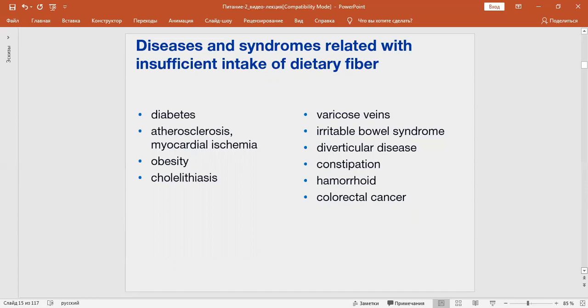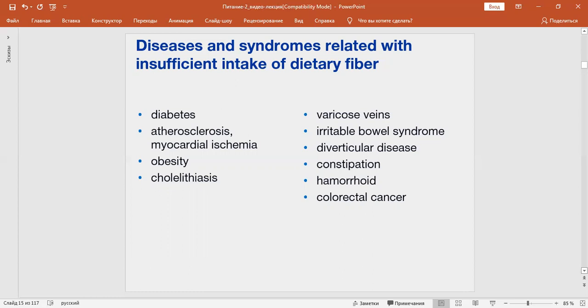Atherosclerosis, in turn, is a cause of myocardial ischemia. Dietary fibers also regulate the rate of absorption of fats, increase the feeling of fullness, and suppress appetite. This is why the deficiency may lead to obesity. Due to fiber deficiency, cholelithiasis may develop, because fibers bind bile acids and prevent the formation of stones. Dietary fibers bind water and decrease the viscosity of whole blood. So the deficiency may entail varicose veins.